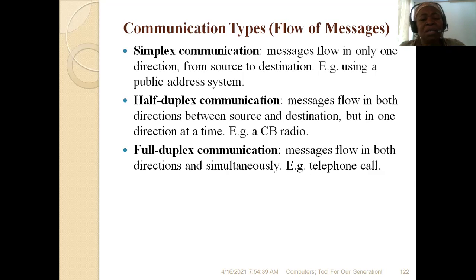Then the last one is a full duplex. Full duplex is a type of communication that allows messages to flow in both directions at the same time, simultaneously. For example, when we make a telephone call, if you call me now and you begin to talk, I will listen. Hello, hello. You see, both of us can say hello at the same time.